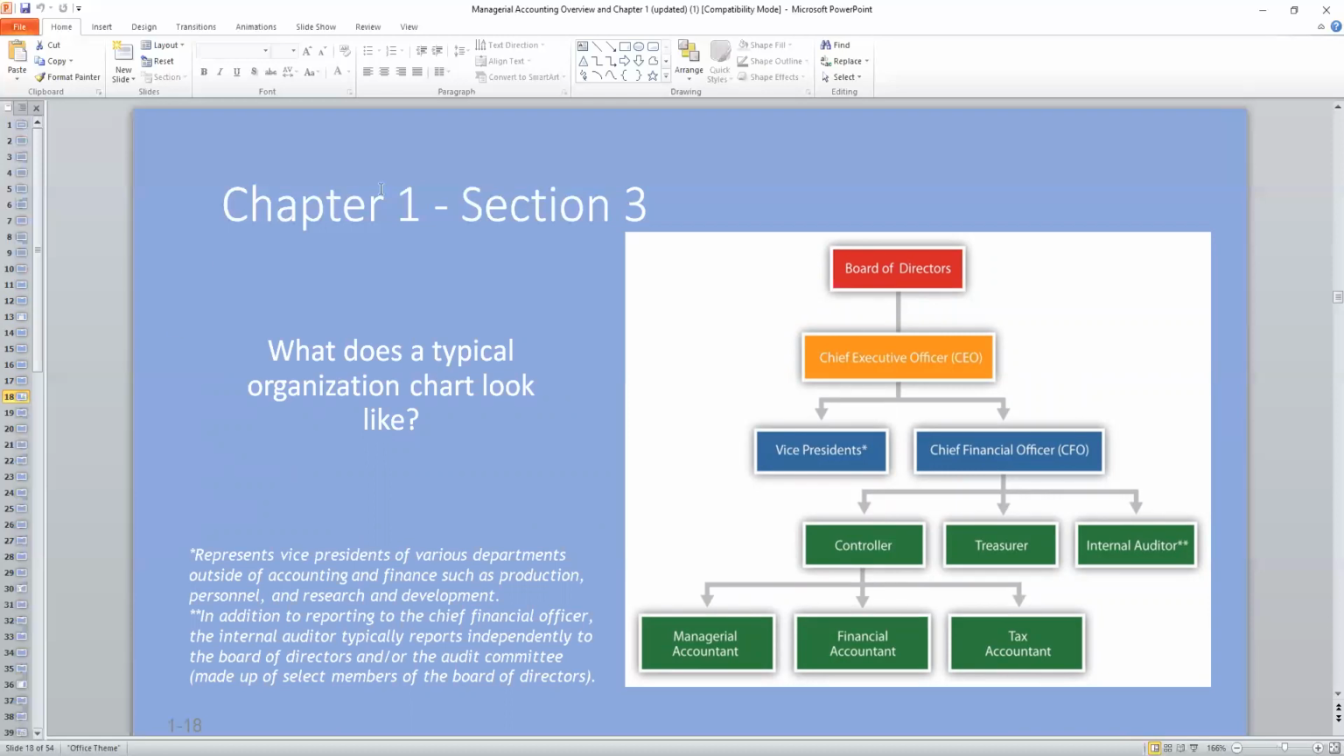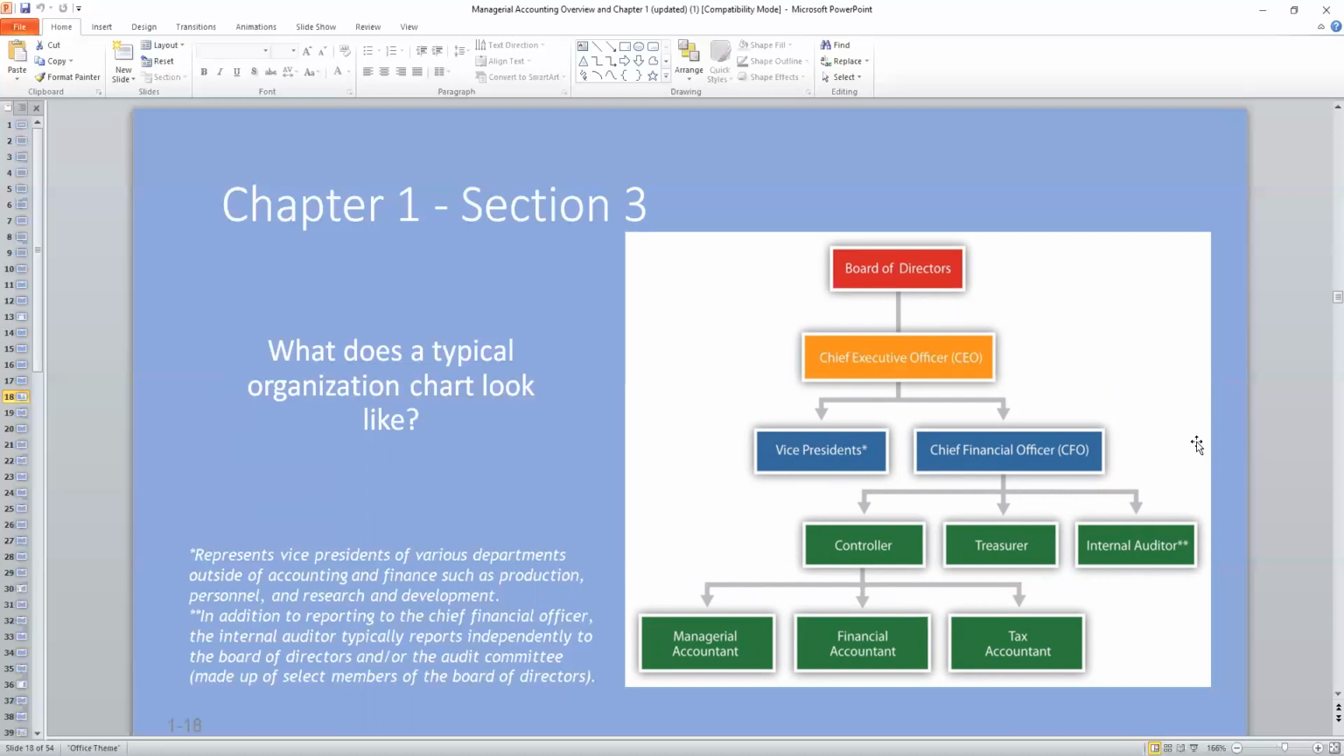So typically, we're going to have a board of directors for a publicly traded company or for a corporation. They're going to appoint a chief executive officer or a president, and then they're going to have a senior management team. One of the senior managers they're going to have is a chief financial officer, a CFO, and he or she in large organizations is going to have several other organizations that will report to him or her.